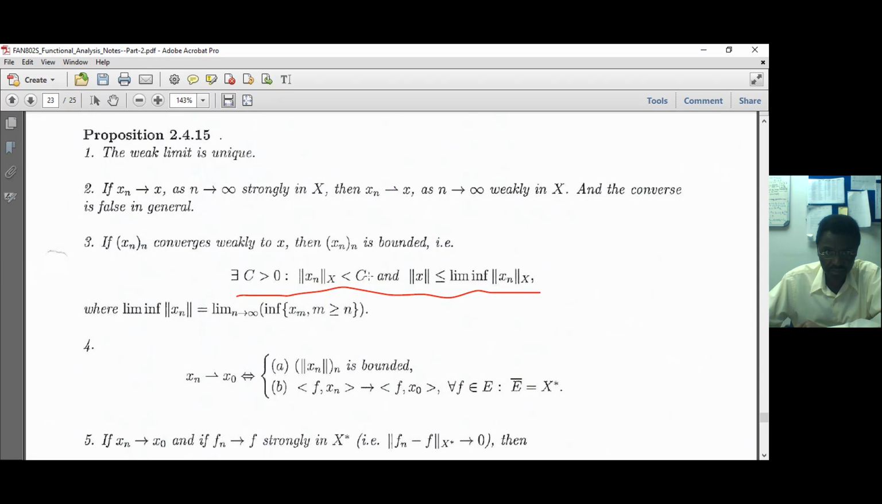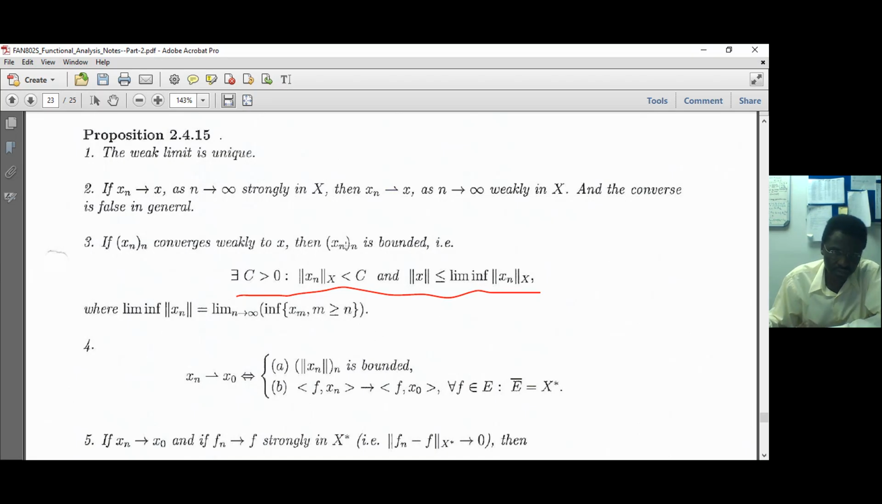So we have this, and the norm of x, that is the limit, is less than or equal to the limit inferior of the norm of xn. Limit inferior, you know already what it is. We covered that in the beginning when we talked about limit inferior. Please check the slide. I think I emailed the slide to you. Anyway, it's in the notes.